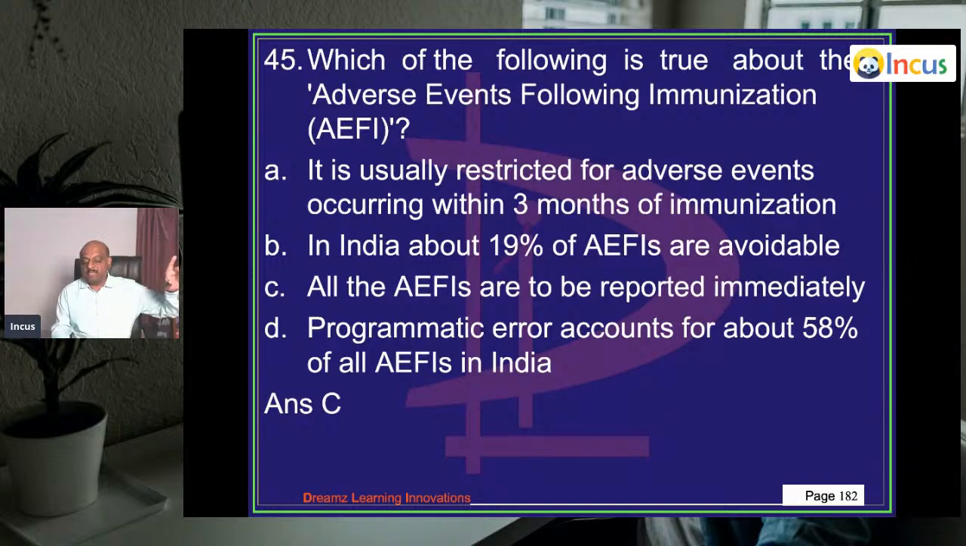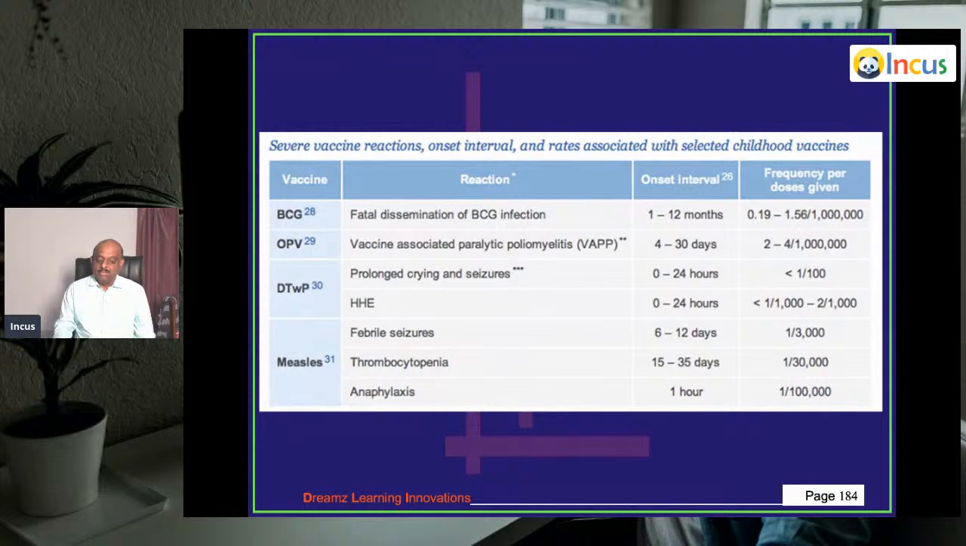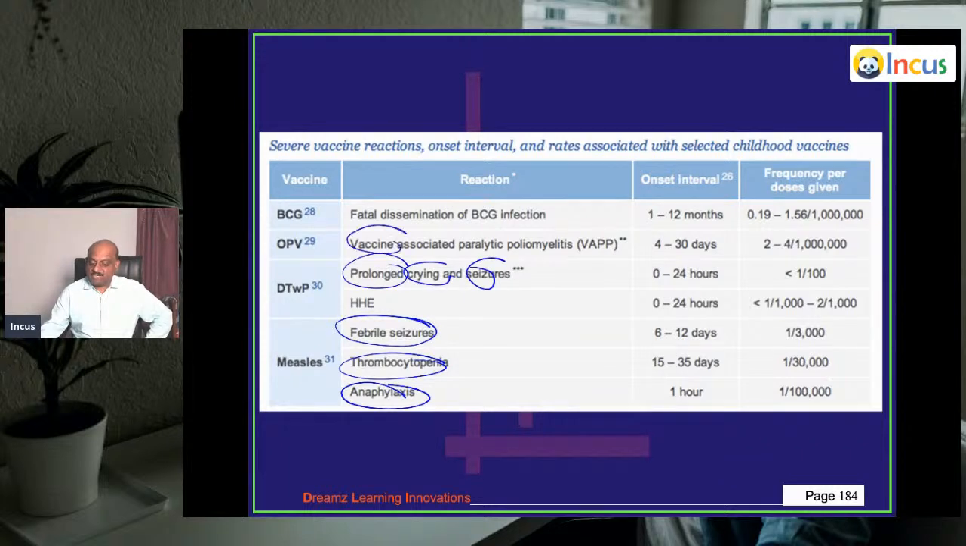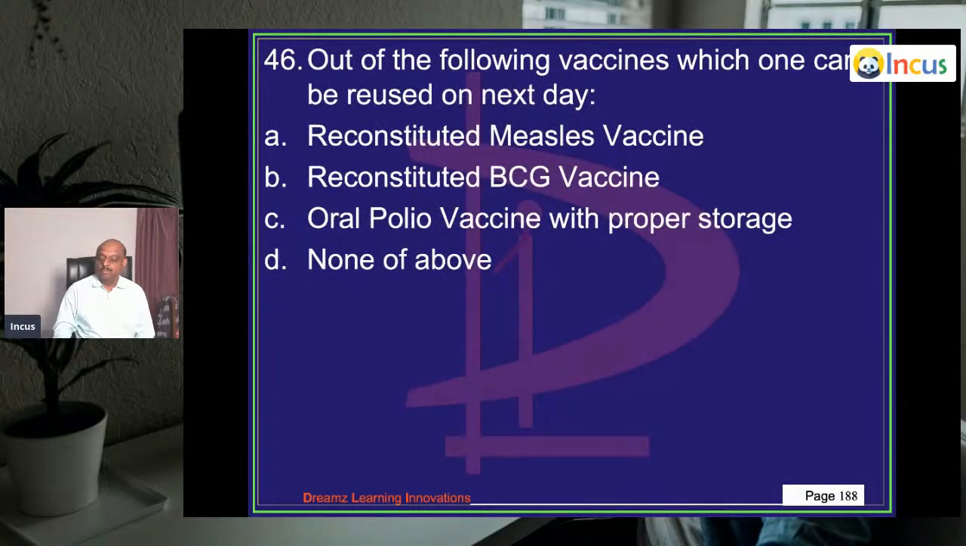All adverse events with immunization need to be reported immediately. So what are the various adverse reactions expected? Measles: febrile seizures, thrombocytopenia, anaphylaxis. DTP: prolonged crying and seizures. OPV: vaccine-associated paralytic polio. So they all need to be reported. Now, which vaccine can be reused on the next day? Oral polio vaccine, if you properly store it, you can reuse it on the next day.